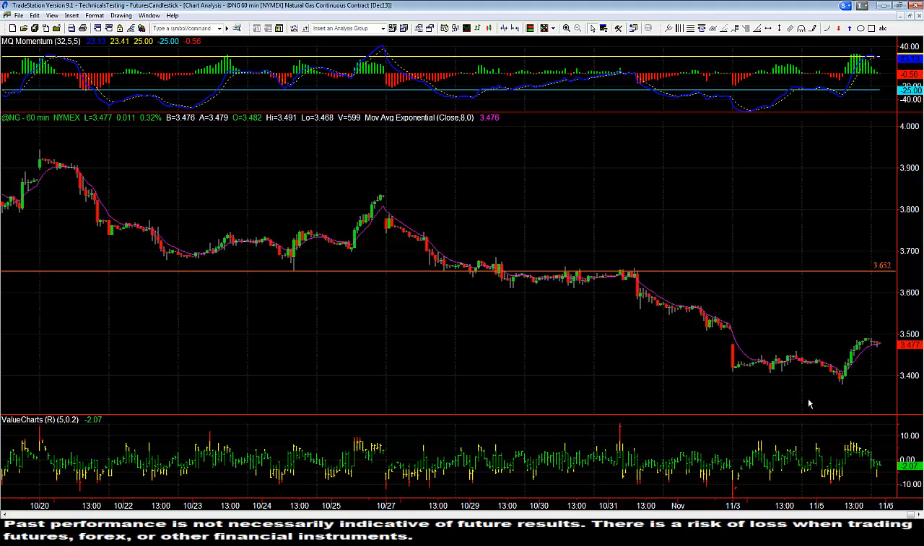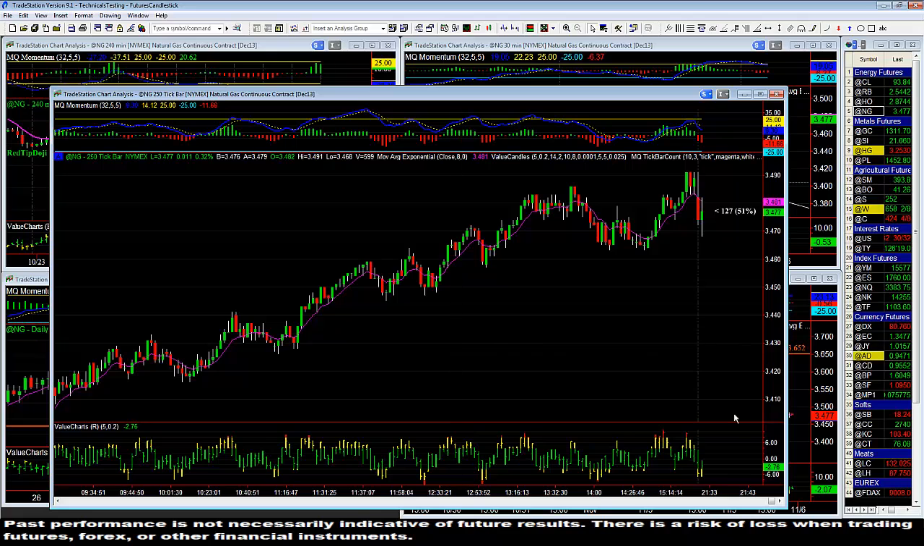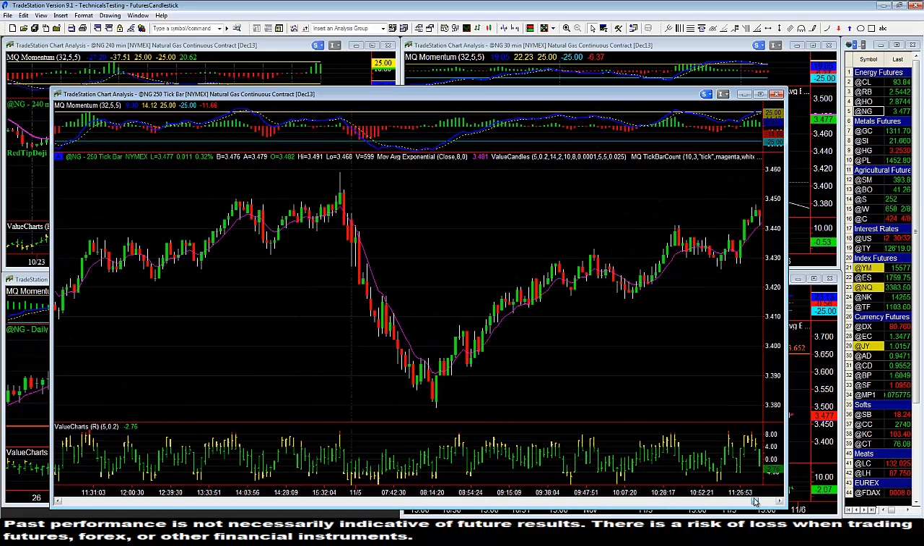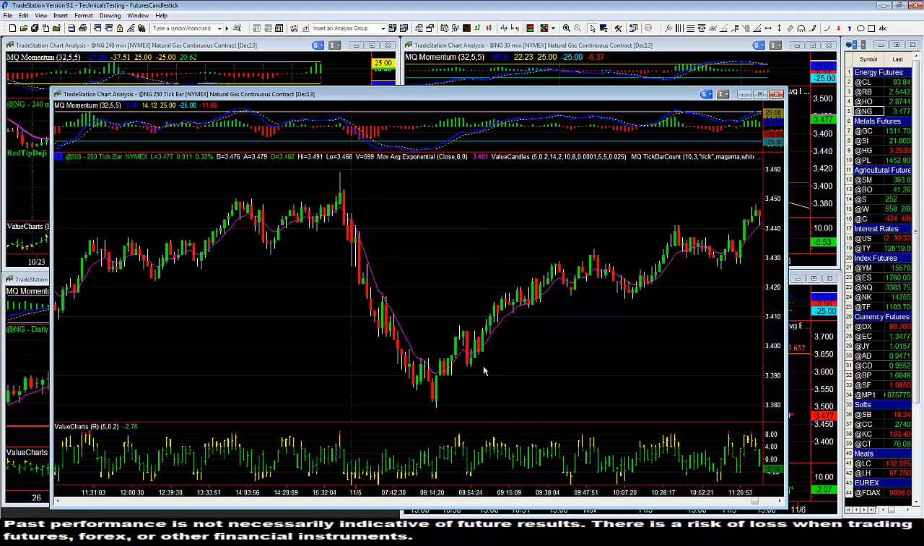I was hoping it was going to be a hammer, but needless to say, whenever I looked at a 250 tick, right here, I took a long off this bounce down here, and I'm in it.